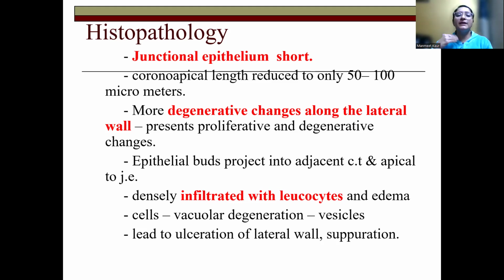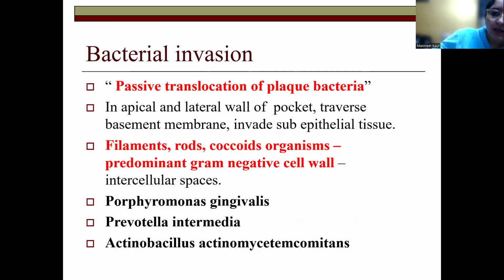So there are more degenerative changes along the lateral wall. The epithelial buds project into the adjacent connective tissue. There is dense infiltration of leukocytes, and there is edema and vacuolar degeneration, which lead to ulceration of the lateral wall and suppuration. Now, bacterial invasion, passive translocation of the plaque bacteria, is there.